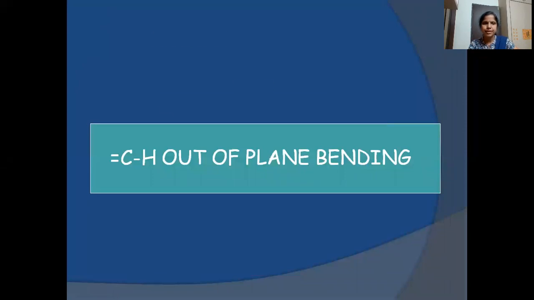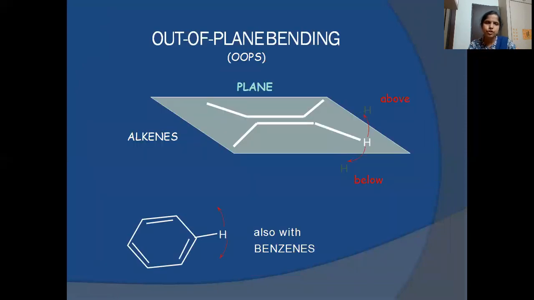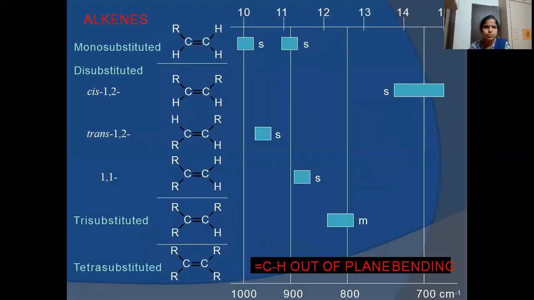Then CH out of plane bending. Now we have come to this OOPS, out of plane bending vibrations. Here you can see alkene and aromatic rings, where the hydrogen vibration can take place out of plane. Either the hydrogen can move up, above the plane, or below the plane. Because of this out of plane bending, we find different bands at different vibrational frequencies. So this you have to remember now.